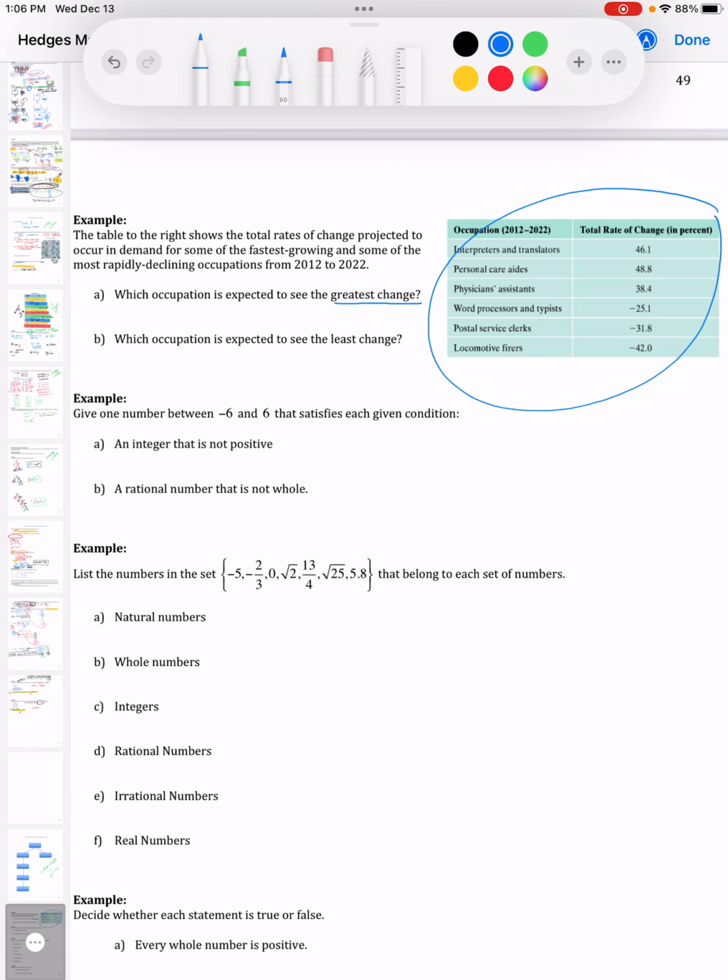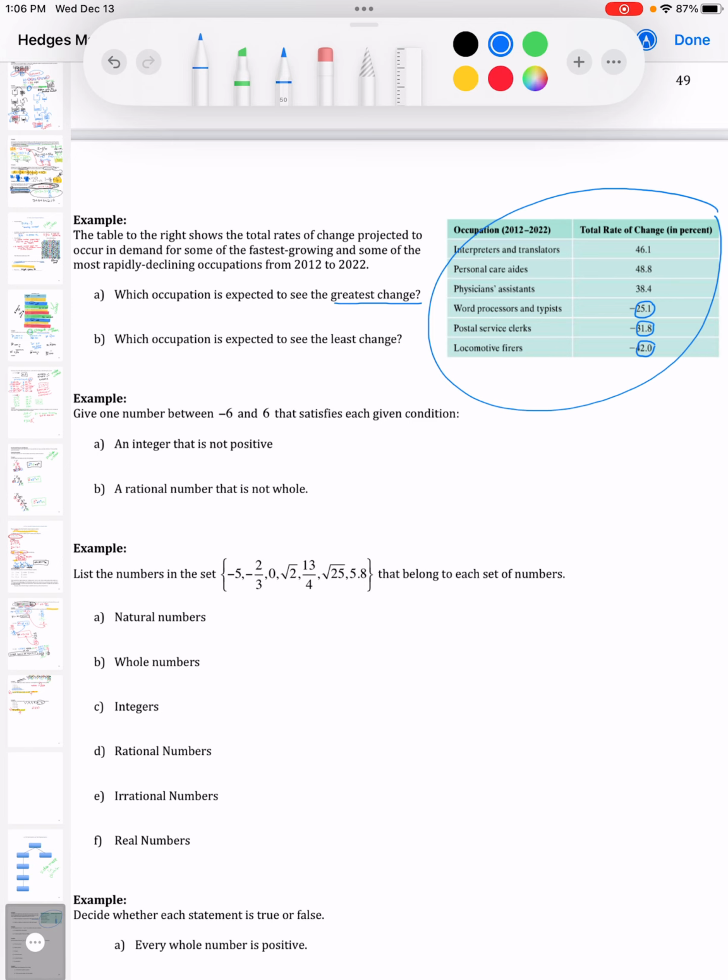Now, what to keep in mind is that by greatest, it doesn't mean if it's an increase or a decrease, just the most change. It can be the most decrease or the most increase. So it's almost like you're thinking about absolute value, not really the sign. So we would just think about this being 25.1, 31.8, and 42. They're a decrease. That negative means decrease, but the amount of the change would have been 42 for that locomotive firers.